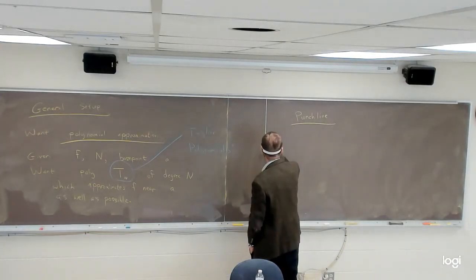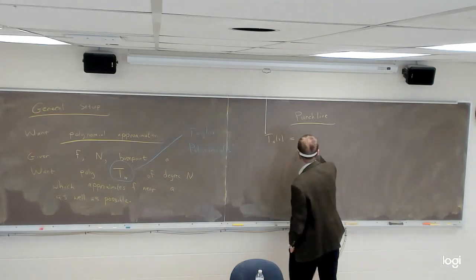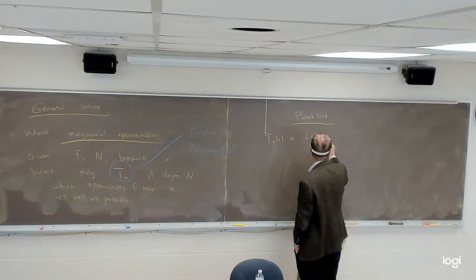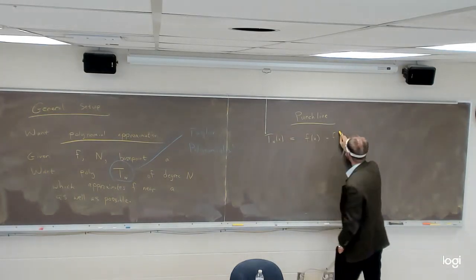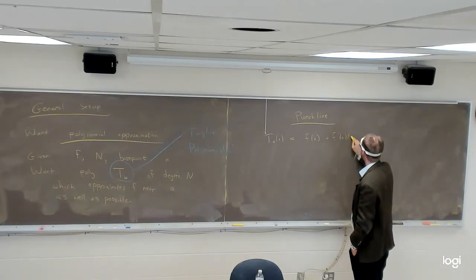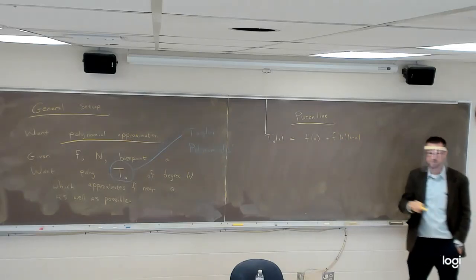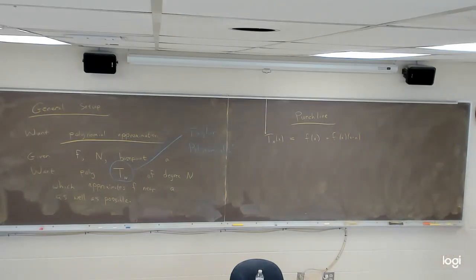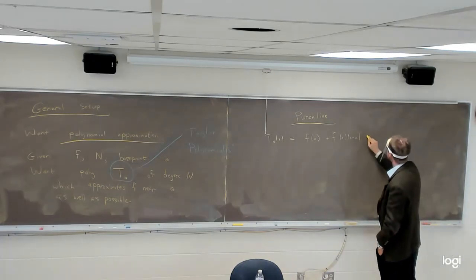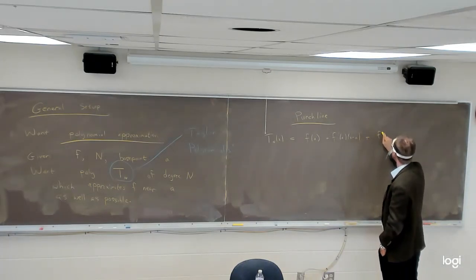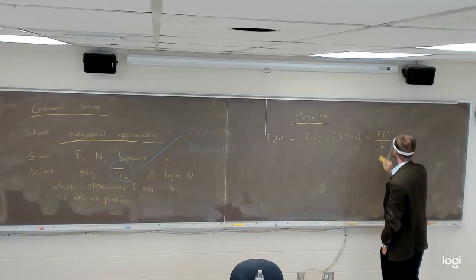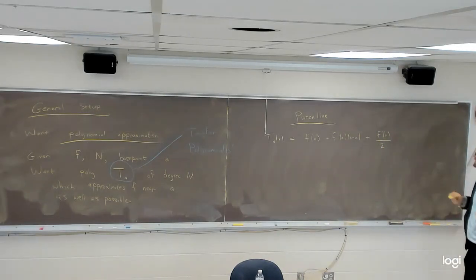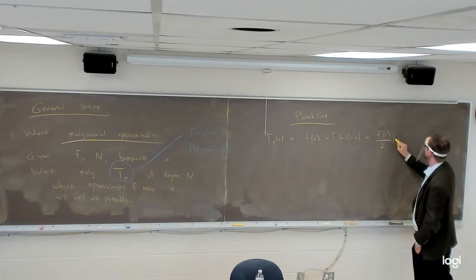The Taylor polynomial starts out with f of a, then you add f prime of a times x minus a. So the first two terms are your linear approximation. Then I'm going to take the second derivative at a divided by 2 times x minus a squared.